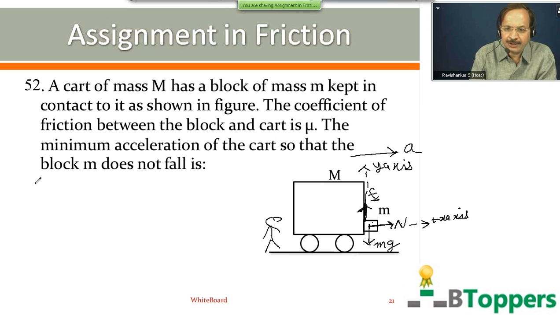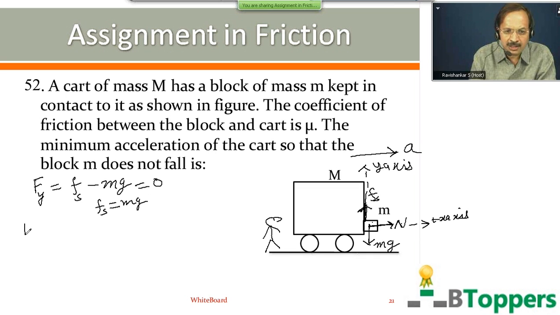So we are making the calculation with respect to the stationary observer on the ground, or with respect to the laboratory frame of reference. The y component of the resultant force you can write as Fs minus mg. The type of friction which exists between the block and the surface of the cart is static friction, as the block is at rest with respect to the cart. So this must be 0, because the block has no motion in the vertical direction. So the magnitude of static friction on the block by the surface of the cart should be equal to mg.